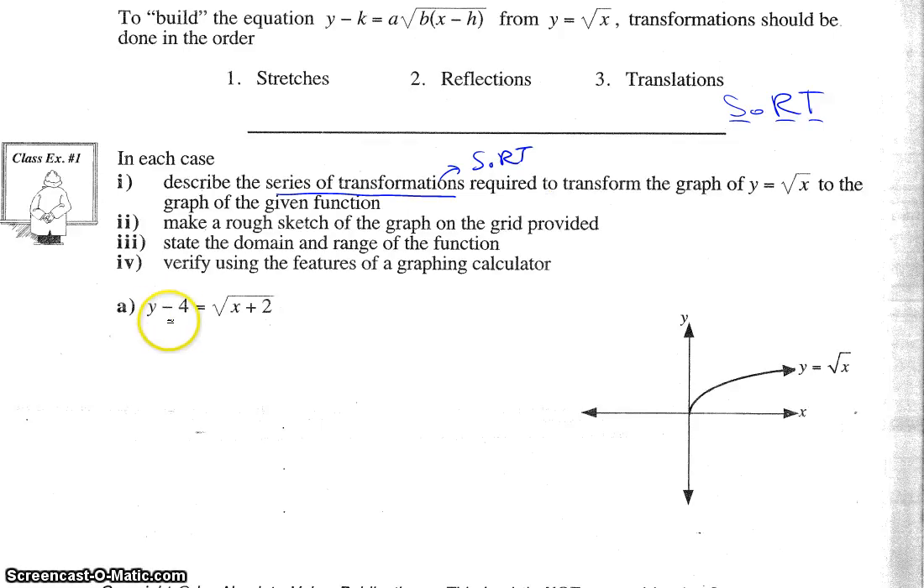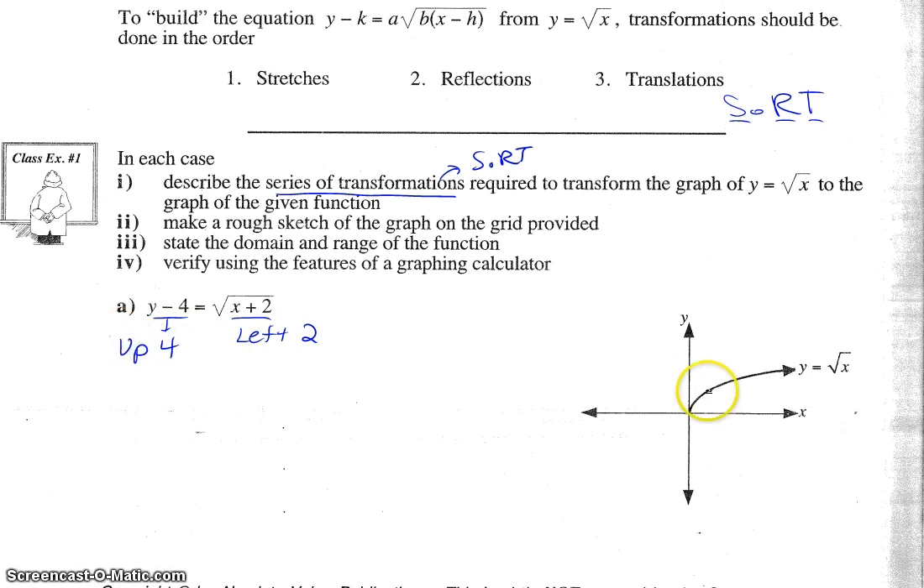Okay, so we don't have anything being multiplied by x or y, so there's no stretches. There's no negatives being multiplied by x or y, and x and y haven't switched, so no reflections. So we just simply have some translations. The x was replaced with x plus 2, so therefore it moved left 2, and the y was replaced with y minus 4, so again, opposite of what you think, it would move up 4. All right, there's our transformations.